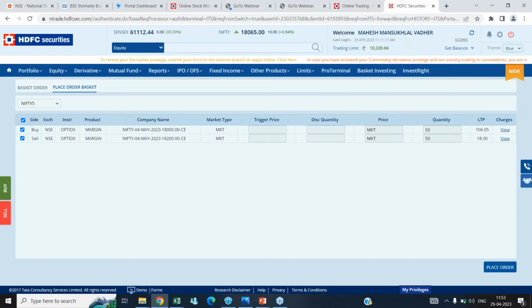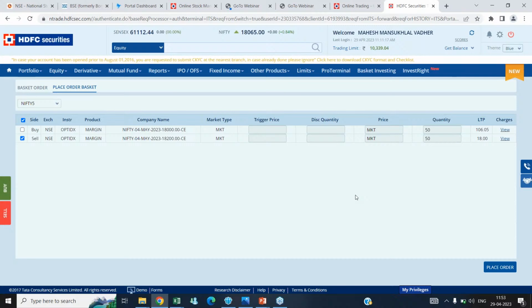But if you want to have the hedging benefit, then I always recommend that you first initiate a buy order from here, and after that, initiate the sell order from here. And before initiating the order, you also need to first transfer your funds from your bank account to your trading limit. Only then will this order be executed, or else it will not be executed and it will hang in the system.